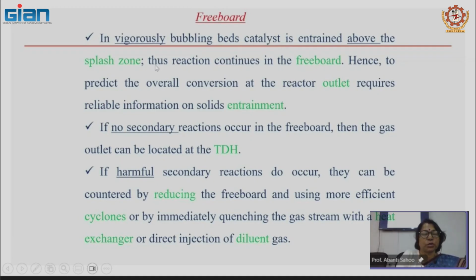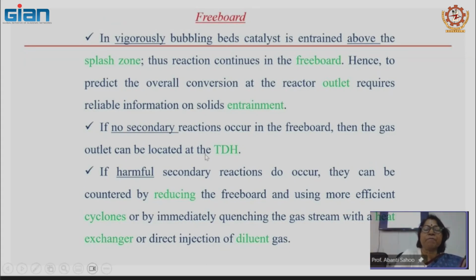Now, sometimes when we increase the flow rate, the splash zone will be overcome and the particles will be reaching the freeboard region. If the catalyst particles exceed the splash zone, then reaction will take place in the freeboard region. Another is entrainment, which means carryover of the solids. During the fluidization, if the supplied superficial velocity is more than the terminal velocity, the particles will be carried over or taken out of the bed, that is the entrainment.